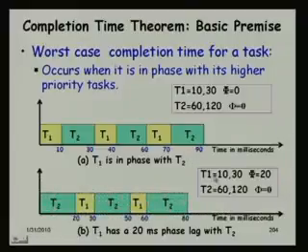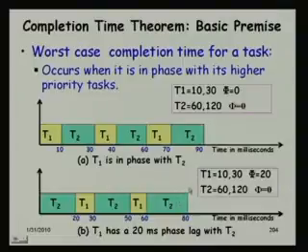But let us assume that T2 is out of phase with T1, that is, the first instance of T1 arises after 20 milliseconds. So, first T2 will run, and as soon as T1 arises it will run, and so on, and we will see that the response time is 80. So, just because they are out of phase, T2 could complete earlier.